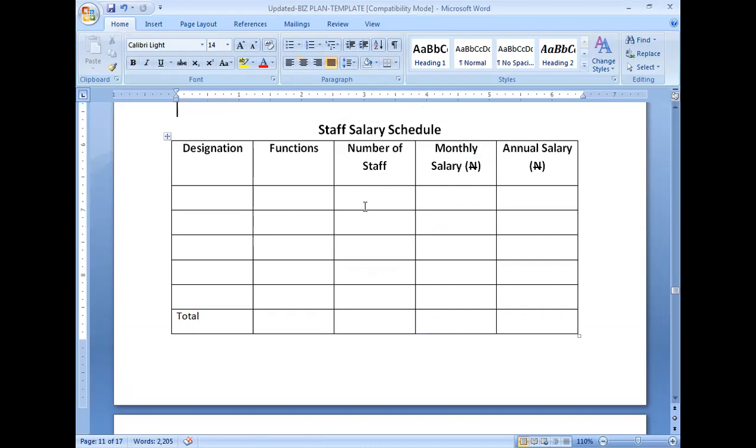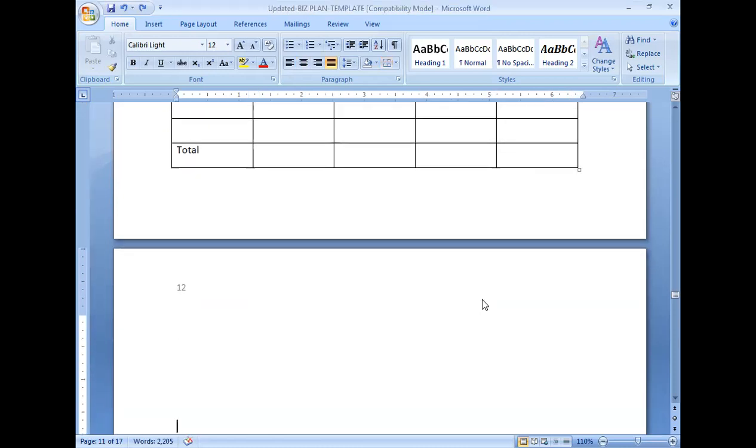How many do you need? For example, if you need a sales rep, their job will be selling. How many do you need? Let's say 2. How much is their monthly salary? Put their salary, and here, times 12 will give you their annual salary. So this table will help you to know the total salary that you are going to be paying on a monthly basis, on an annual basis as well.